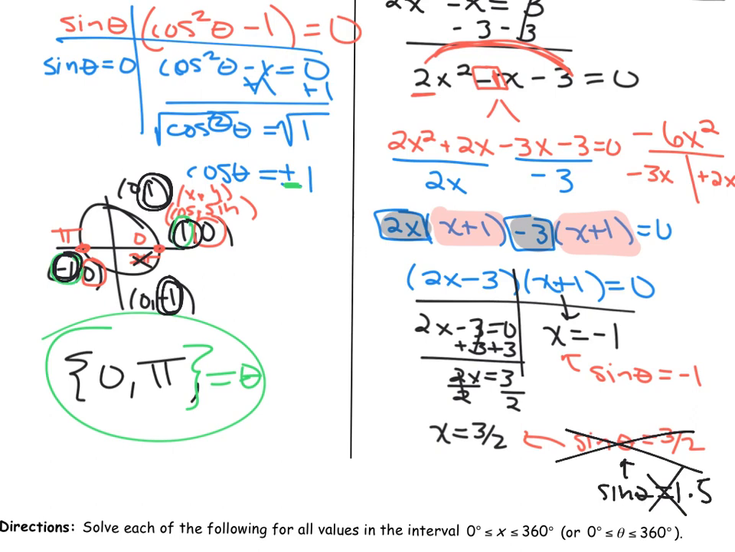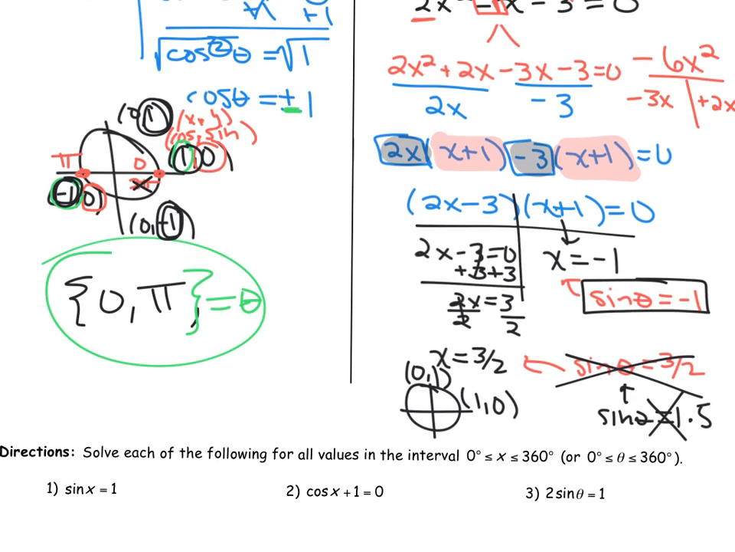We reject it. Well, now let's see, where is sine of theta equal to negative 1? I'll draw my unit circle again. Where does sine of theta equal negative 1? And the only place where sine of theta is equal to negative 1 is at 270 degrees or 3 pi over 2. Okay? All right, let's keep going.